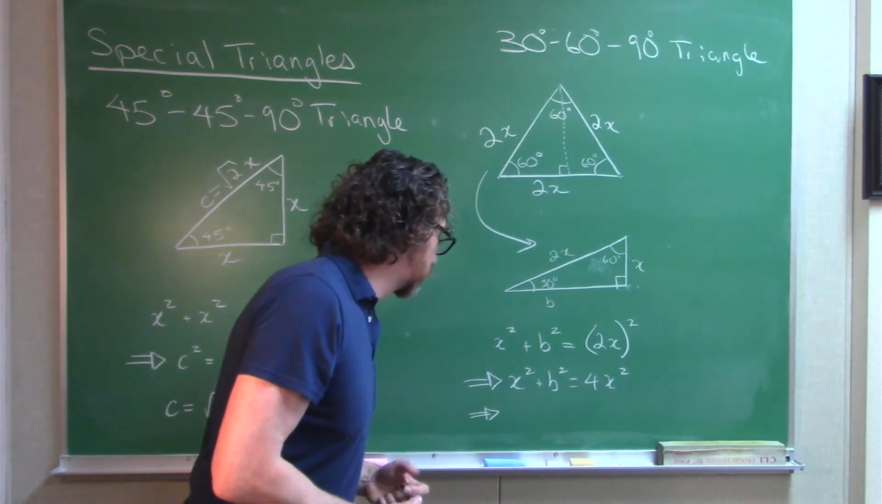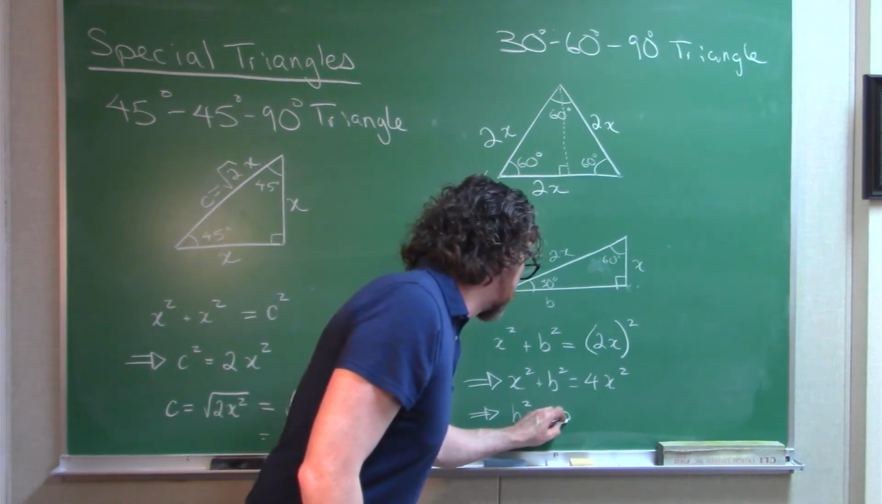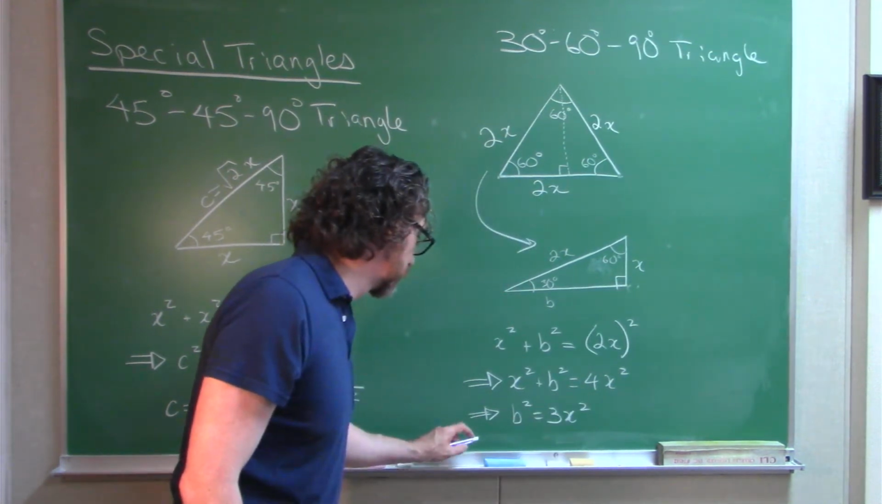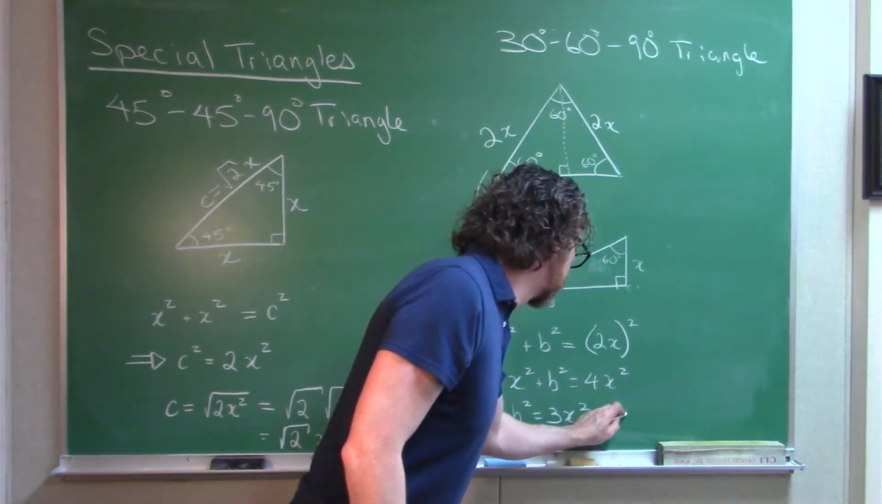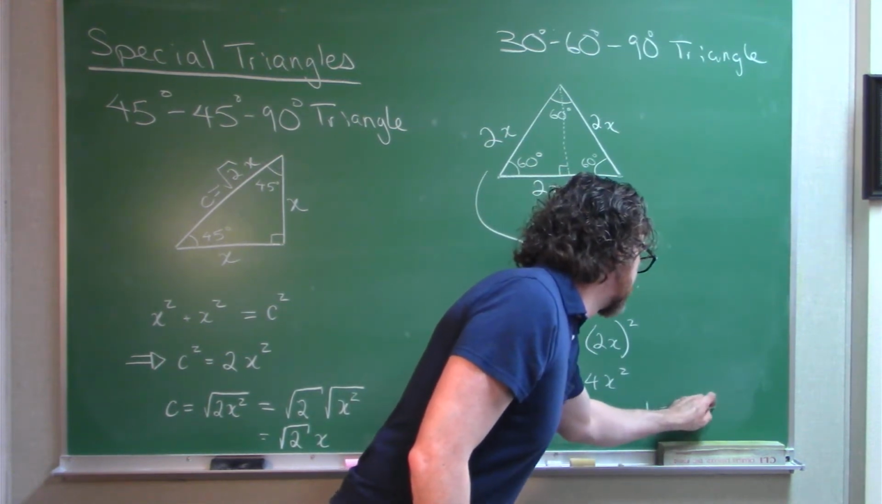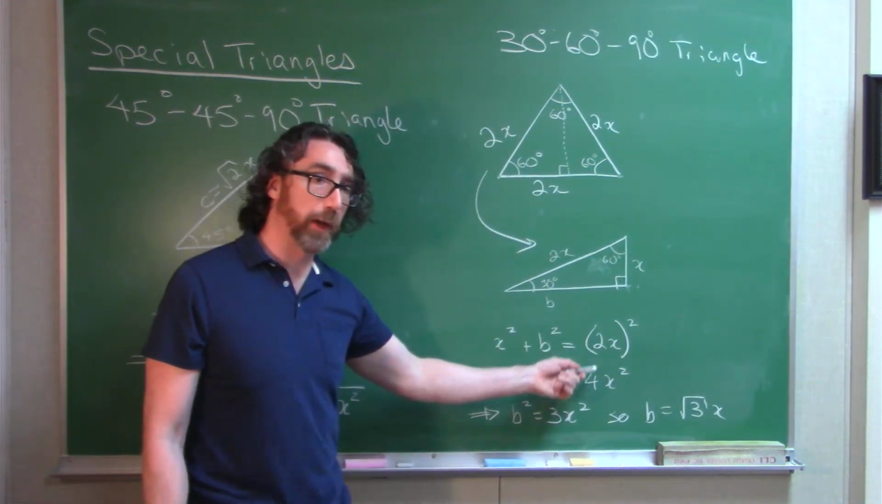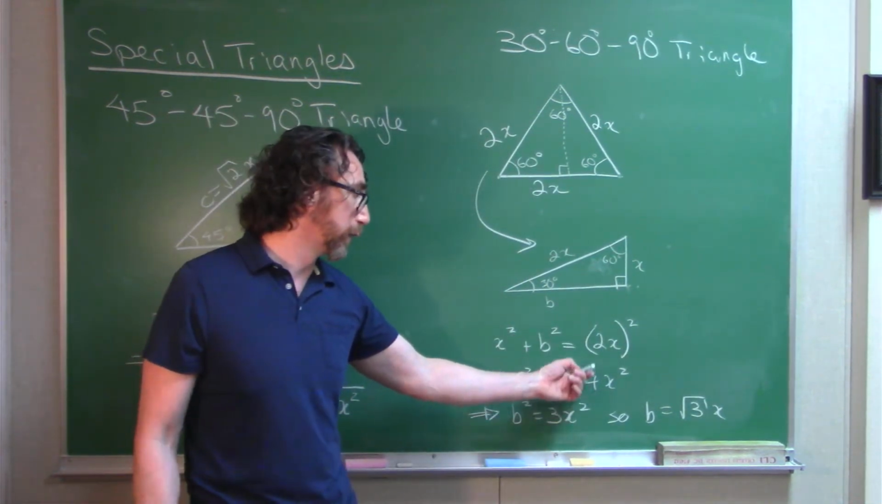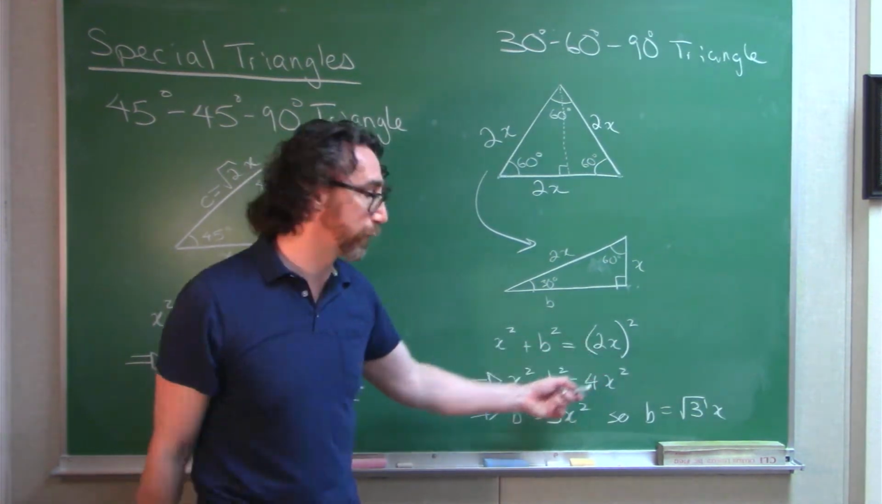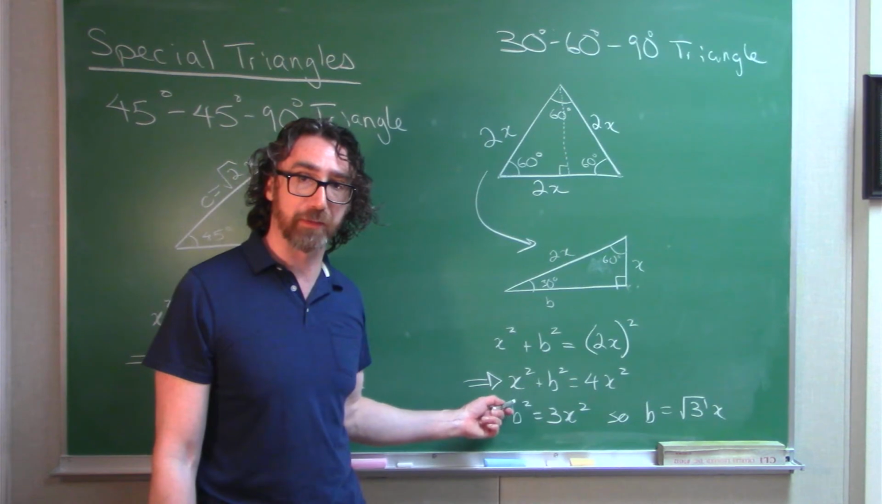And that means b squared equals 3x squared. And finally, radical 3x. Okay, so here I'm squaring my 2x as I explained, 2x times itself. Here I'm getting b squared by itself on the left side of this equation.